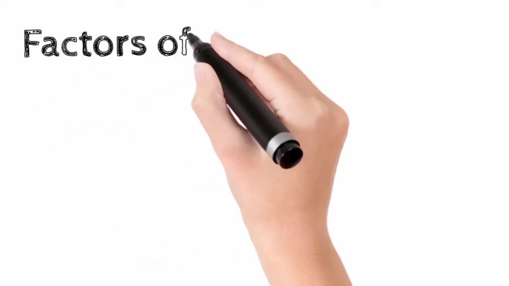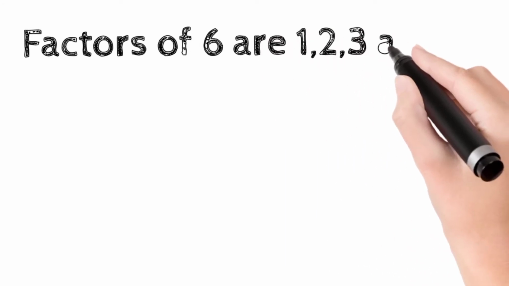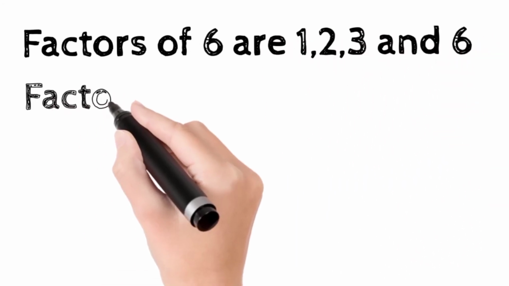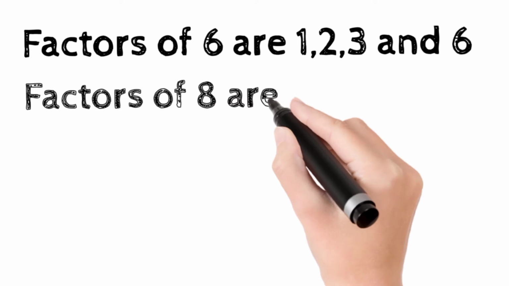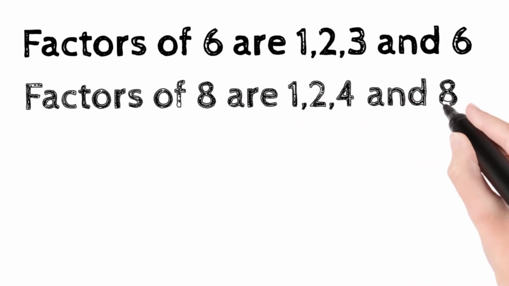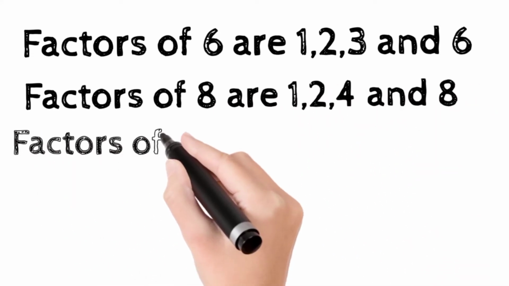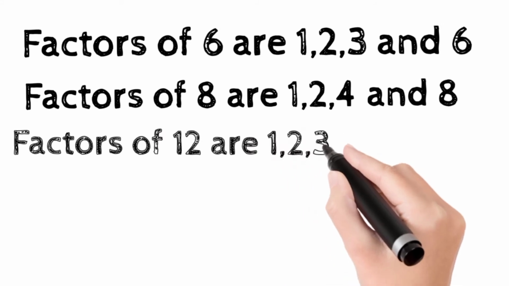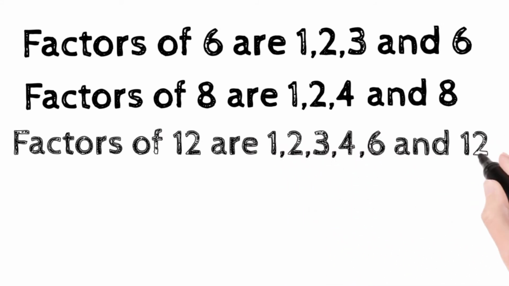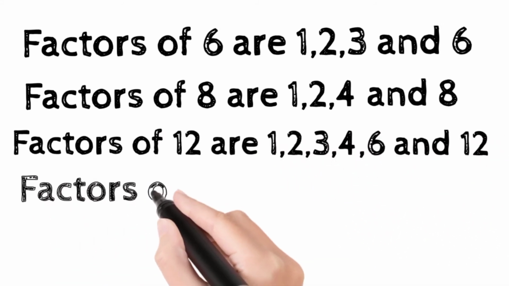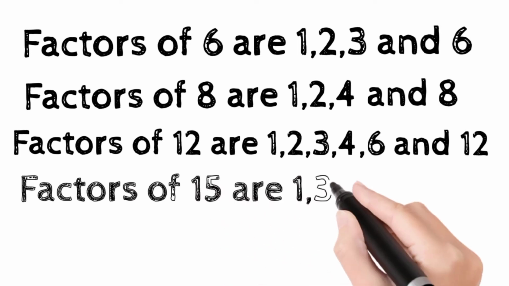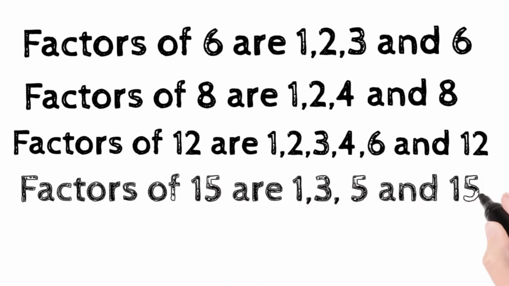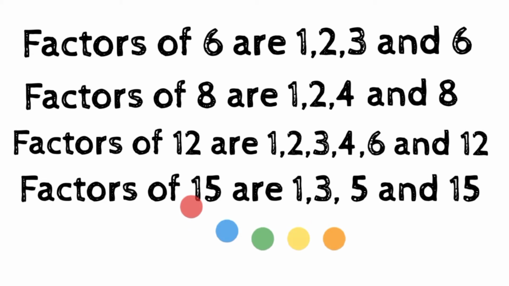Similarly, factors of 6 are 1, 2, 3 and 6. Factors of 8 are 1, 2, 4 and 8. Factors of 12 are 1, 2, 3, 4, 6 and 12. And factors of 15 are 1, 3, 5 and 15. I hope factors is clear to you all.